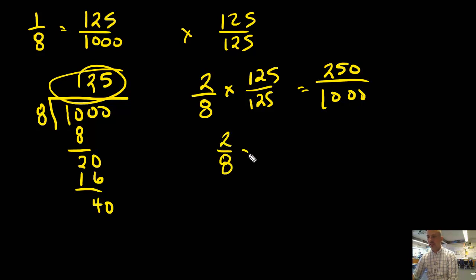So 2/8 would equal 250 1,000ths. Interesting, isn't that? Because 2/8 can also be what? Yeah, I can write that as 1/4. Okay, let's try another one.